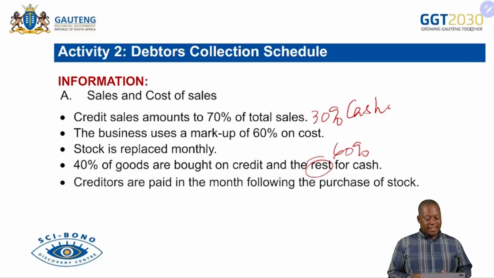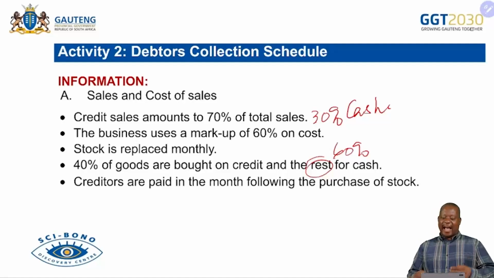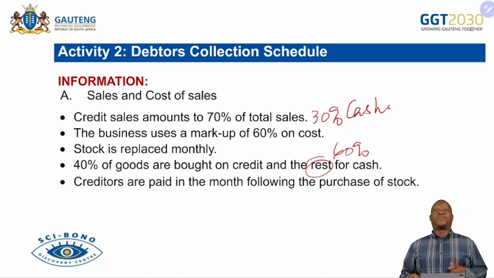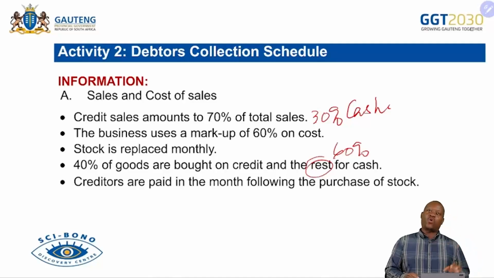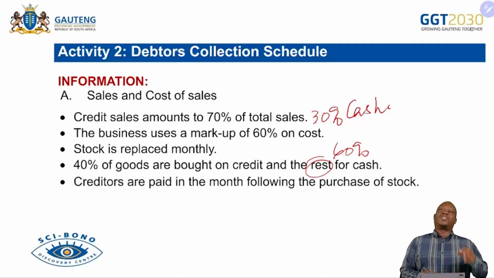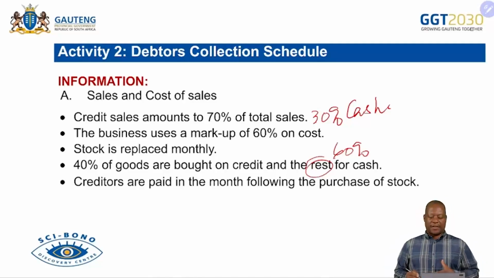And then they also say, creditors are paid in the month following the purchase of stock, which therefore says, if we are buying stock in January, we are going to make sure that all the credit purchases of stock in January are paid in February. We are just going to buy this month and pay next month for all our credit purchases. We buy this month, we pay next month. We buy in June, we pay in July. We buy in July, we pay in August, just like that.